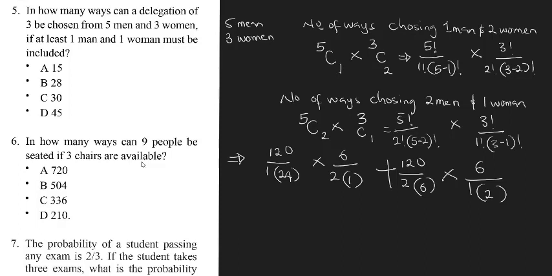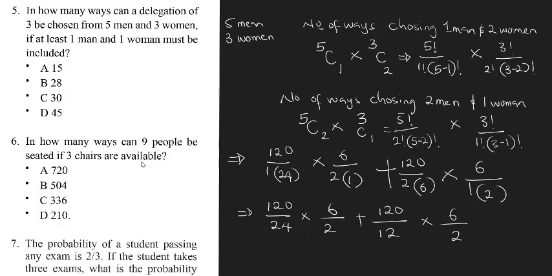So now this one is going to be equal to 120 over 1 times 24 is 24. Then times 6 over 2 times 1 is 2. Then plus 120 over 6 times 2. 6 times 2 is 12. Then we have times, we have 6 over 1 times 2 is 2.